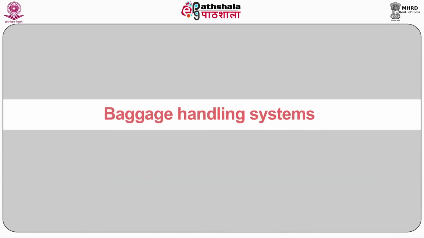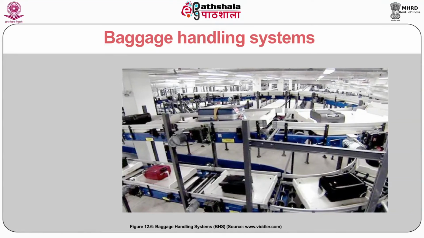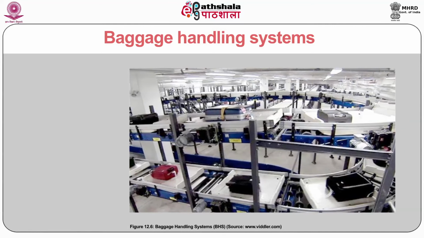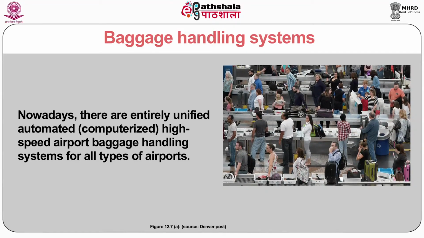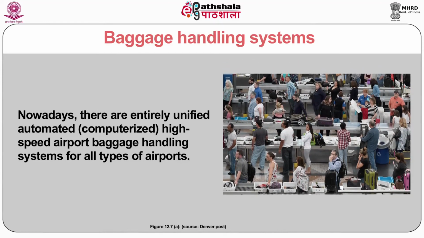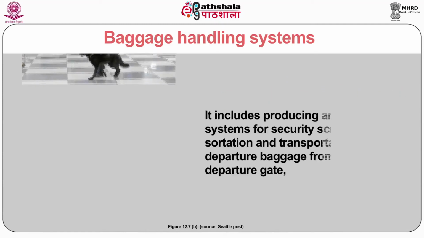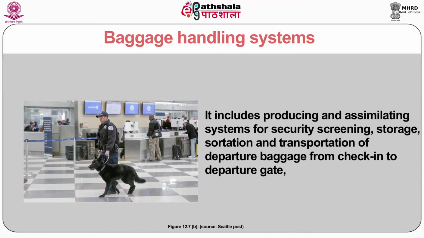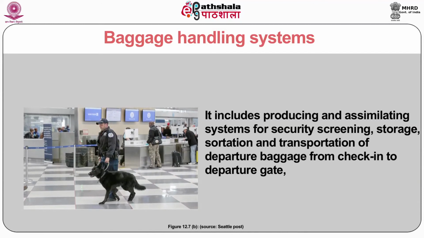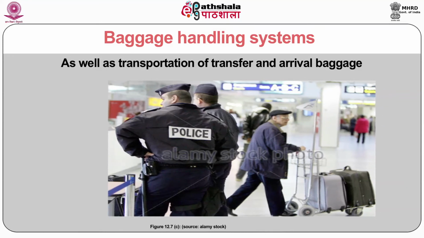Now I will discuss baggage handling systems. The baggage handling systems, that is BHS, in the airport are responsible for transportation of the checked baggage from airplanes to baggage claim areas or from where the bags can be loaded to the aircrafts. It is a conveyor system present in the airports responsible for transportation of luggage from airline terminals to aircraft and vice versa. Nowadays, there are entirely unified, automated, computerized, high-speed airport baggage handling systems for all types of airports. It includes producing and assimilating systems for security screening, storage, sortation and transportation of departure baggage from check-in to departure gate, as well as transportation of transfer and arrival baggage.